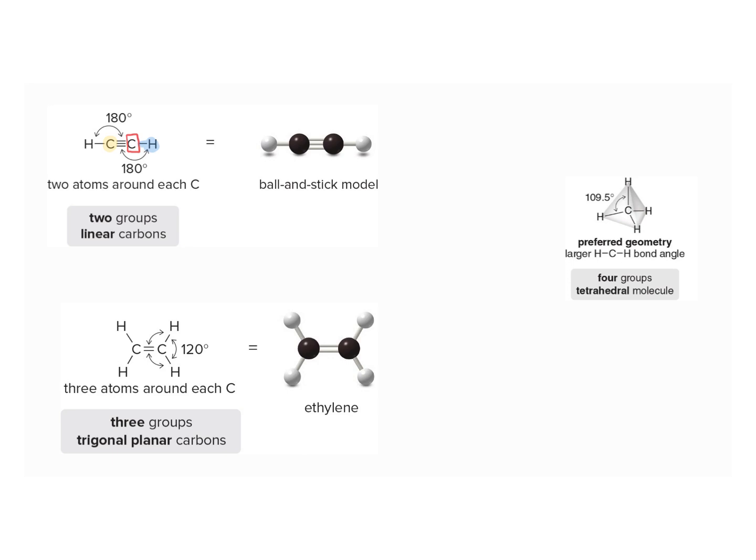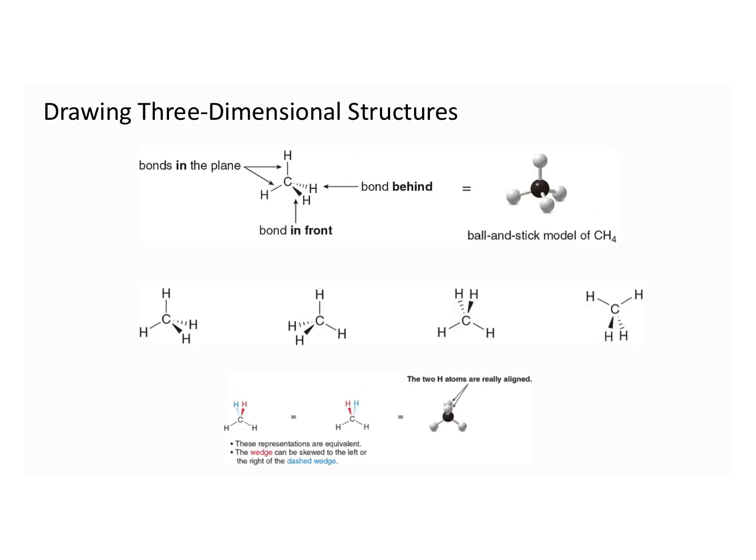When we come down here and we look at this carbon, we see that it has 3 groups attached to it. There's one group there, one group there, and then one group there. That is going to have a trigonal planar geometry and bond angles of 120 degrees. Now, if you look over here, you're going to see carbon. It's got 4 groups attached to it, and its bond angles are 109.5 degrees, and it has a tetrahedral geometry.